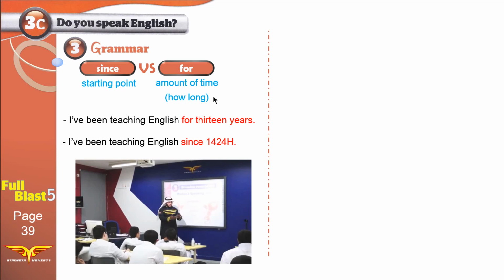Why are you late? I use since when I have the starting point. I've been waiting for you since 3 p.m. Since 3 o'clock, I've been waiting for you. You are very late. Now it's 6. I've waited for 3 hours. See, I have waited for 3 hours. I have waited for you since 3 p.m. Why are you late? I hope that this is clear.